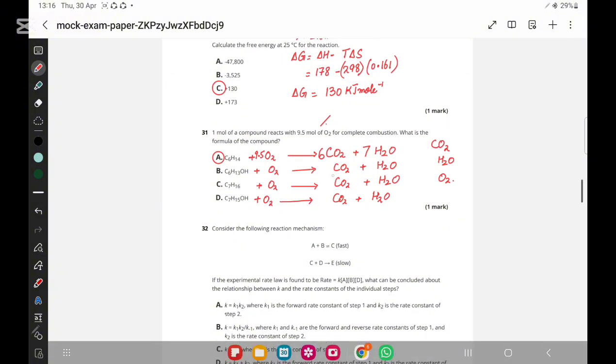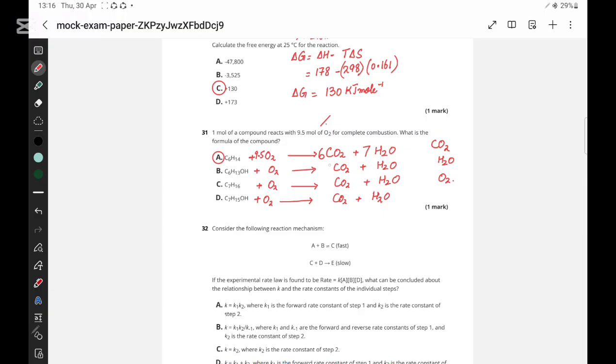Again, we have to balance carbon dioxide first, so I have to put 6 here. How many hydrogens are there? Total 14, so I have to put 7 here. 6 2s are 12 for oxygen. Now we have one oxygen here as well. So we have 19 on the right hand side, subtracting the 1 which is on the left hand side, and then we have to put 9 here as well.